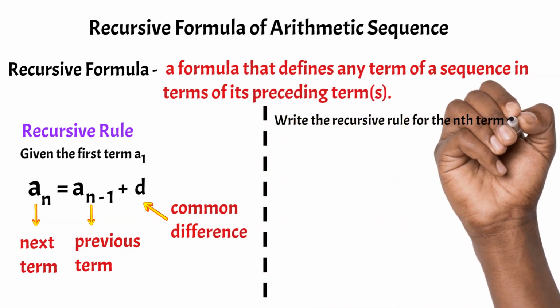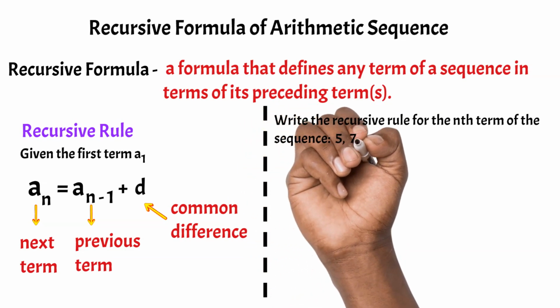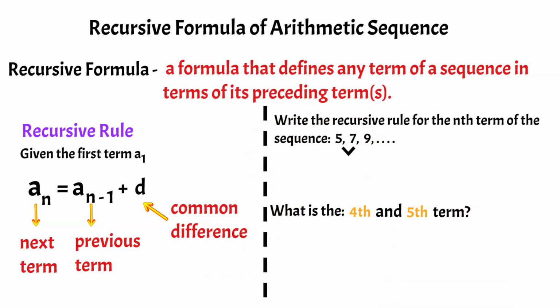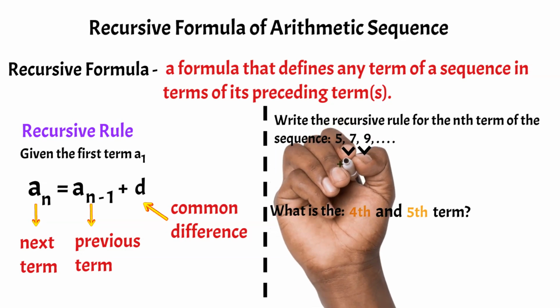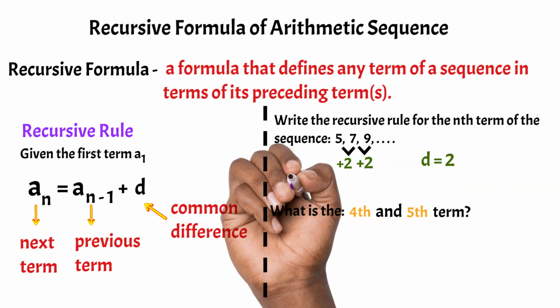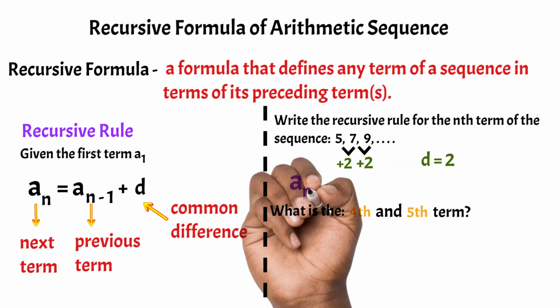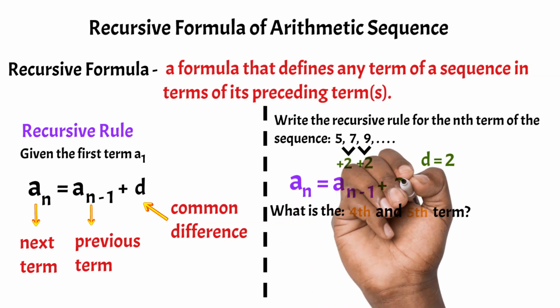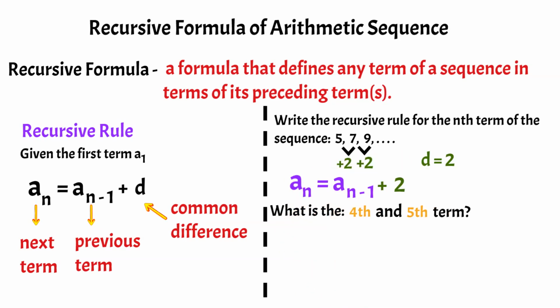Write the recursive rule for the nth term of the sequence 5, 7, and 9. If we closely look at this sequence, we can see it's being added by 2 each time. Therefore our common difference is 2. Now let's plug 2 into the equation for d. A sub n equals a sub n minus 1 plus 2. This gives us the recursive formula for this sequence.